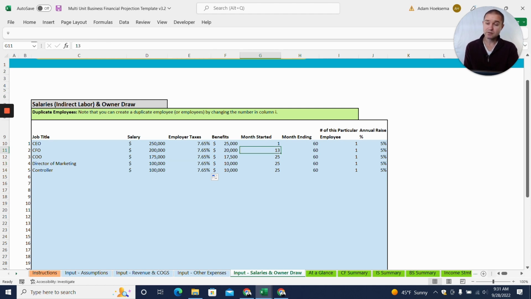You have the ability to have a start month. So we're saying, hey, we're going to start the CEO right on month 1. Maybe that's you. And then the CFO is going to start in month 13 as we acquire more units. And then we'll have our COO, Director of Marketing, Controller will all hire when we make that next jump up and raise that next round of funding in month 25. You have the ability to add in an annual raise for those employees as well.